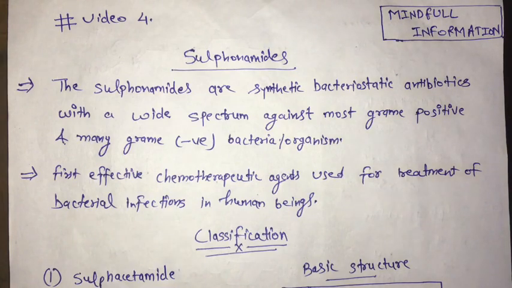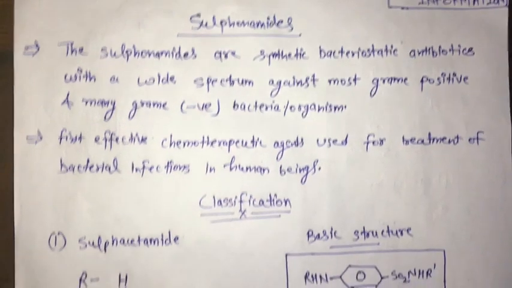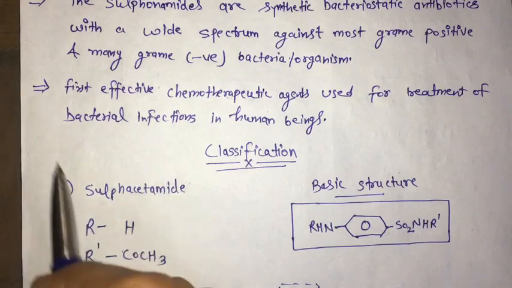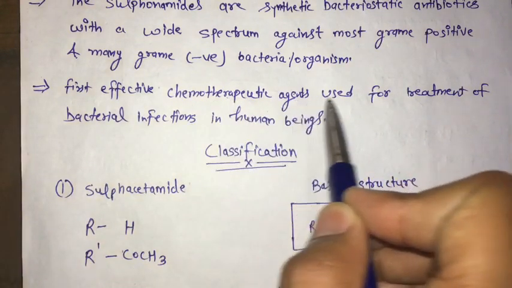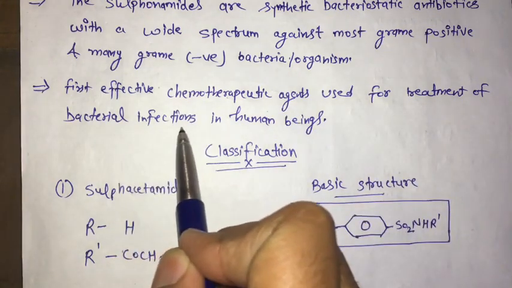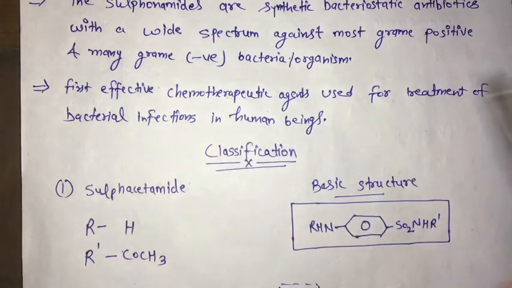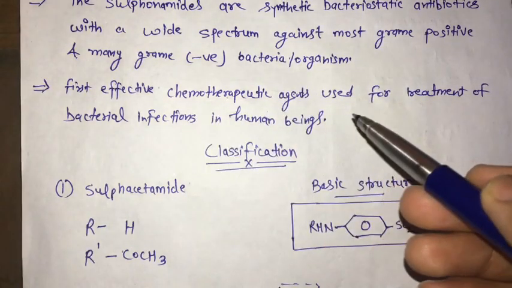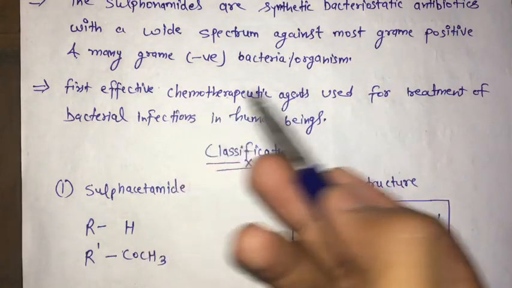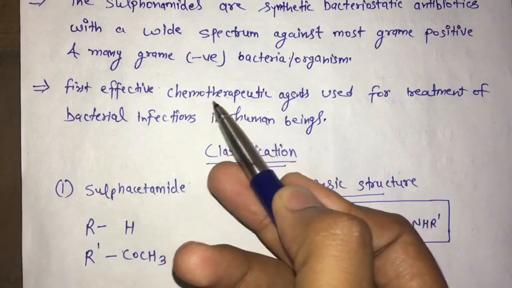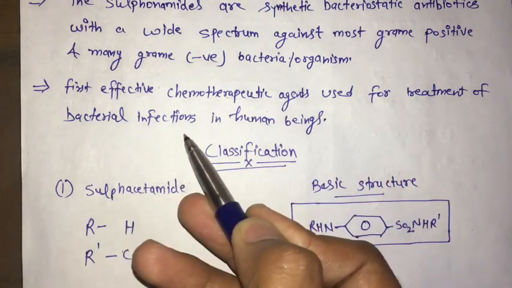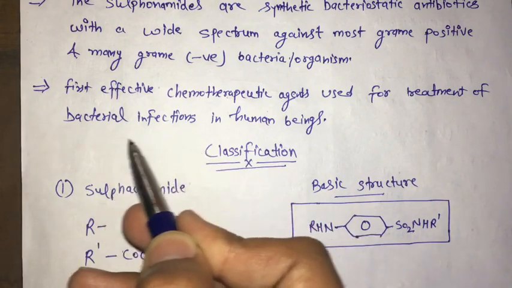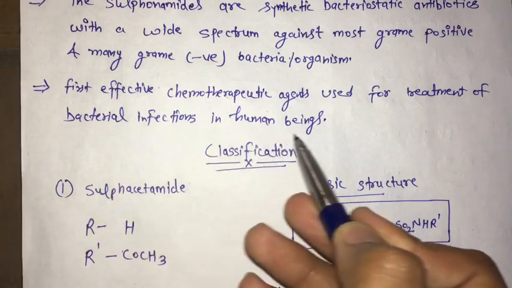Now, sulfonamides were the first effective chemotherapeutic agents used for the treatment of bacterial infection in human beings. When they were discovered, sulfonamides were used firstly as therapeutic agents for the treatment of bacterial infections in human beings.